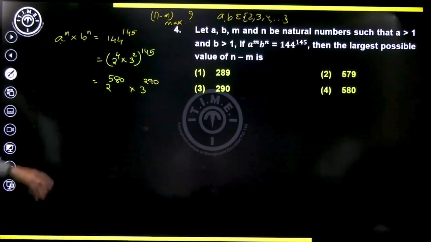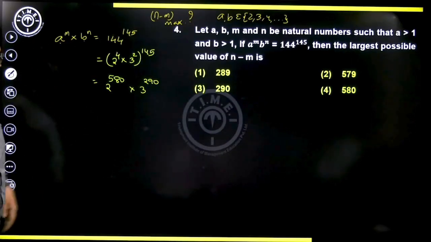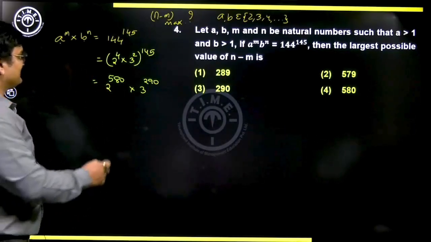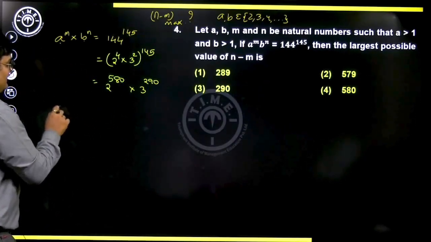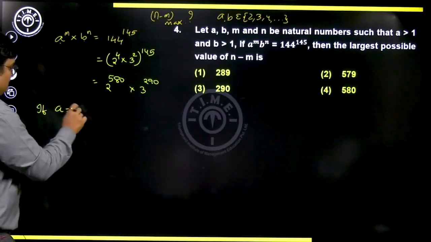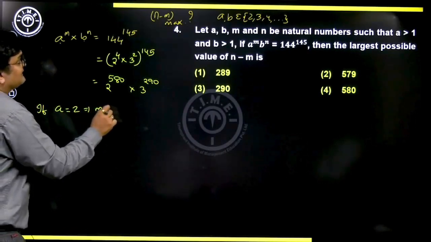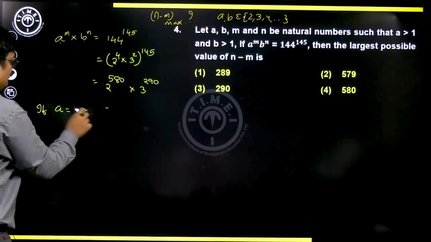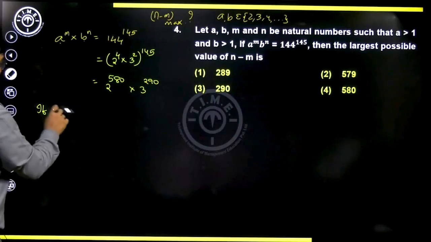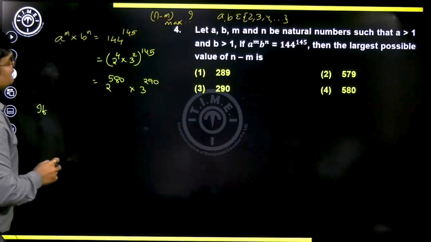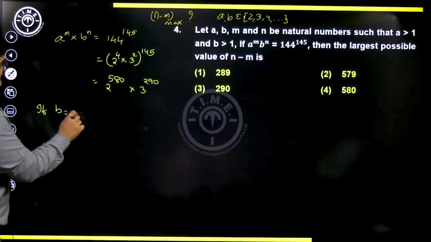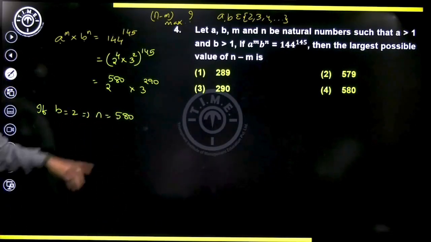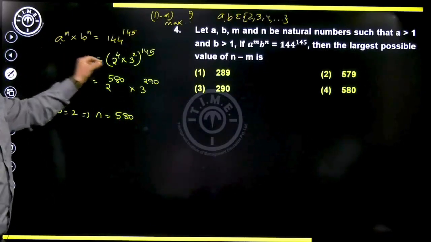Okay. So here, if I try to compare the 2 sides, I want N to be as high as possible and the highest power that I see is 580. So if I say B is 2, then I can say N will be equal to 580. This is the highest possible value that any power can take.